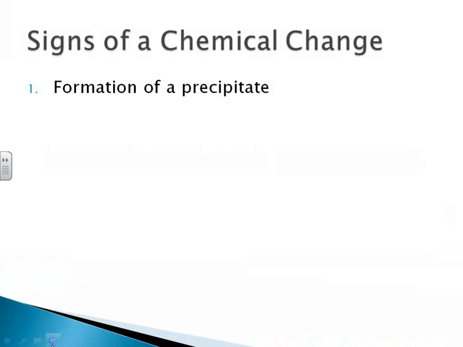Bonds are broken, bonds are formed. So the first one is formation of a precipitate. A precipitate is a solid formed during a chemical reaction. Usually the reason we call it a precipitate is it's kind of like snow. We have 2 liquids, let's say, that mix together, and it almost looks like snow forming coming down, and a solid will form at the bottom of the test tube.